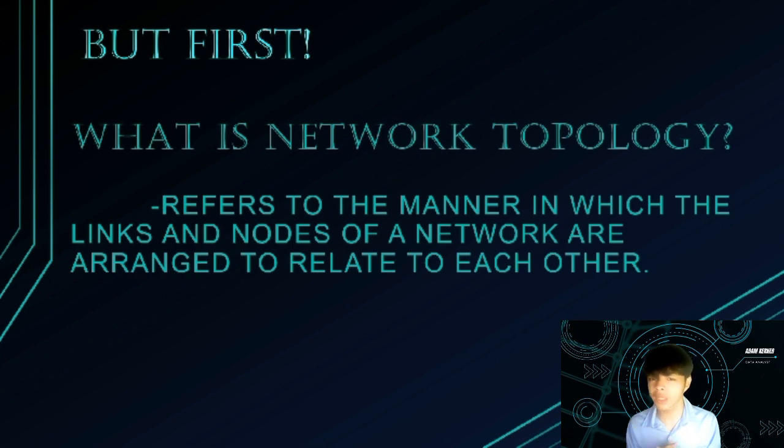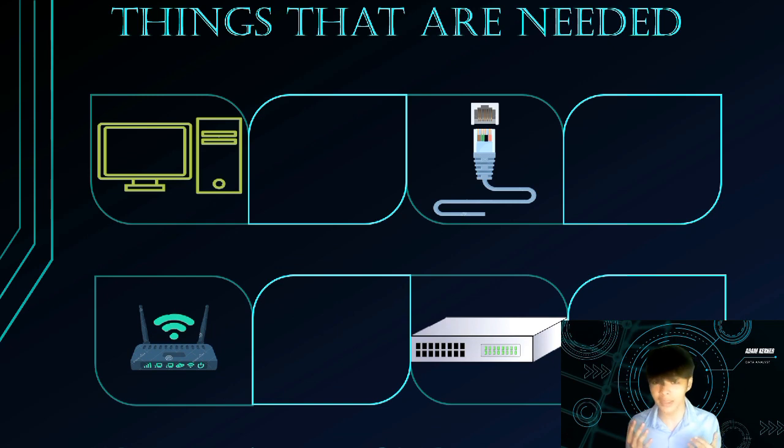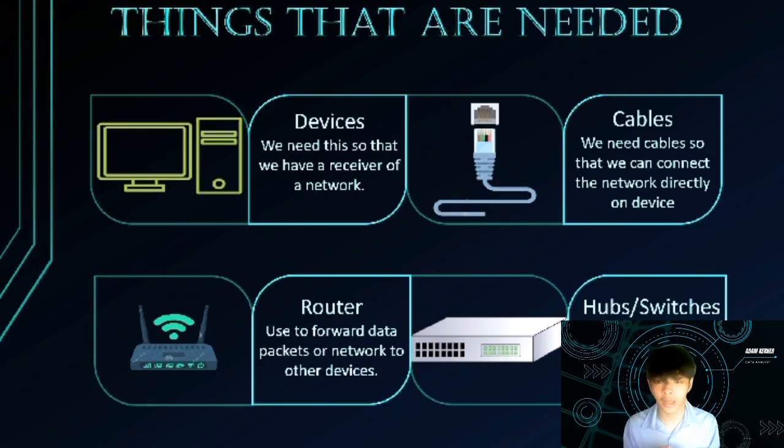I will cite some examples. Like a computer shop, you will use tree topology so that all of the computers are connected, same as in office buildings. So these are the things that we need. First is the device. The device is the one that receives the network, like laptops, personal computers, printers, etc.